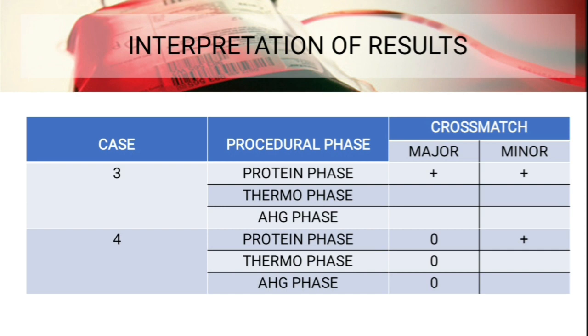So the last case, we have no agglutination reaction for all the phases in our major cross-match and an agglutination reaction in our minor cross-match. So blood is compatible in the major cross-match but incompatible in minor cross-match. And we can conclude that blood can be transfused but with major caution. Okay, please take note of that.